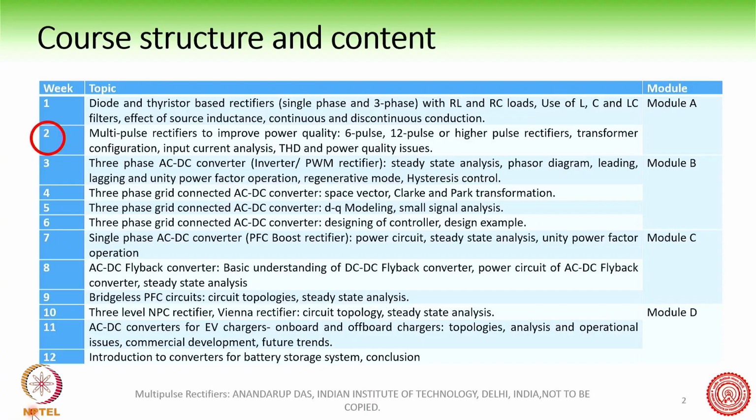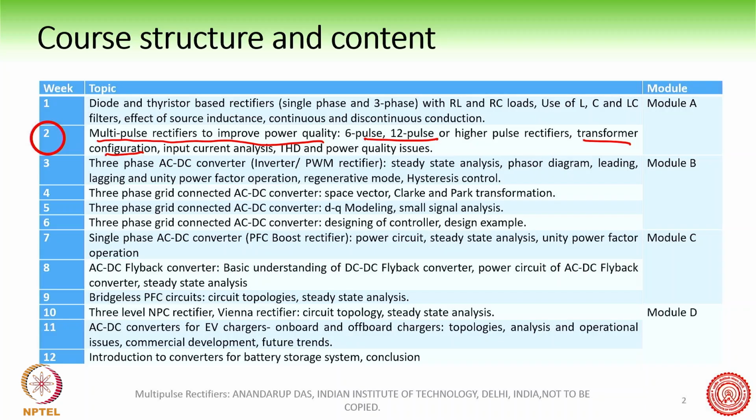If we see the total course structure, we are in week 2, and today we are going to primarily look into 6 pulse and 12 pulse rectifiers, different types of transformer configurations, and also the input current analysis. We have already covered THD and power quality issues in the previous lecture, and we are going to focus more on one of the solutions today to improve the power quality issue.